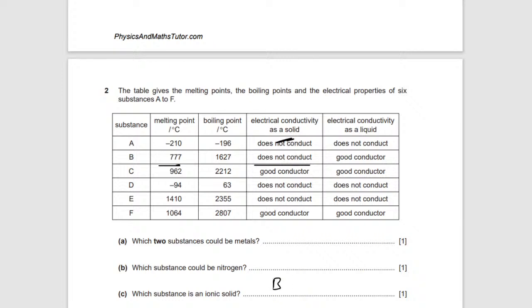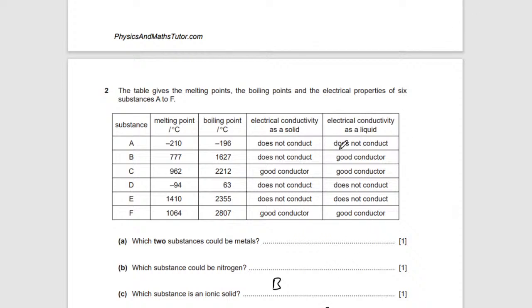Which substance is a liquid at room temperature? So this is quite straightforward. You can say that because of the melting point of negative 94 and boiling point of 63, this one could be the best. If you look at the other ones, they all have very high melting points and very high boiling points. They're just out of the range. So the answer for this one would be D.